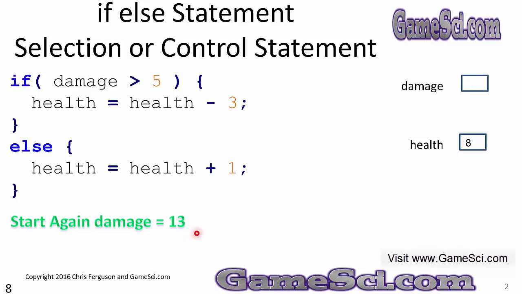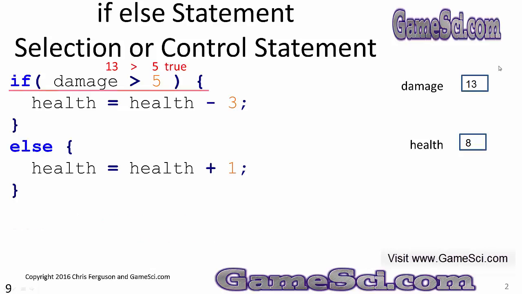Let's try it again. Set damage equal to 13 this time, and trace the code when a larger number is in the damage variable. So damage is set to 13. Our health still retains its previous value of 8. 13 greater than 5 is very much a true statement. As a true statement, it does what we would expect. It executes the if portion.